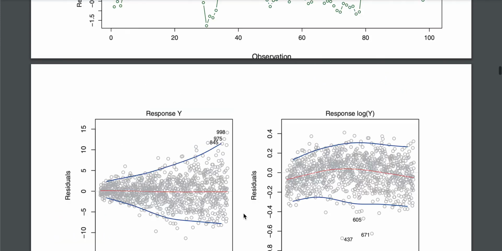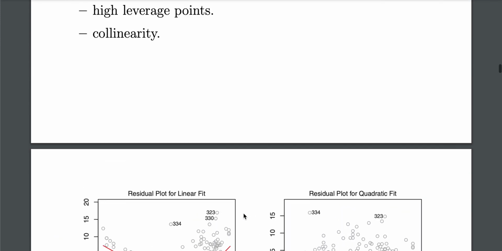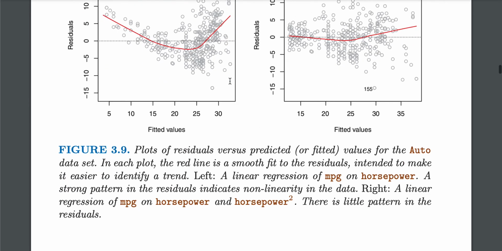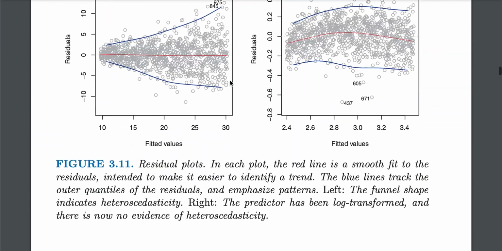Next is non-constant variance of error terms. In everything we analyzed so far, we assume that the variance of the irreducible error is sigma squared. In a way, we said it's constant. Sigma squared does not depend on the predictors. That can be violated in real data.